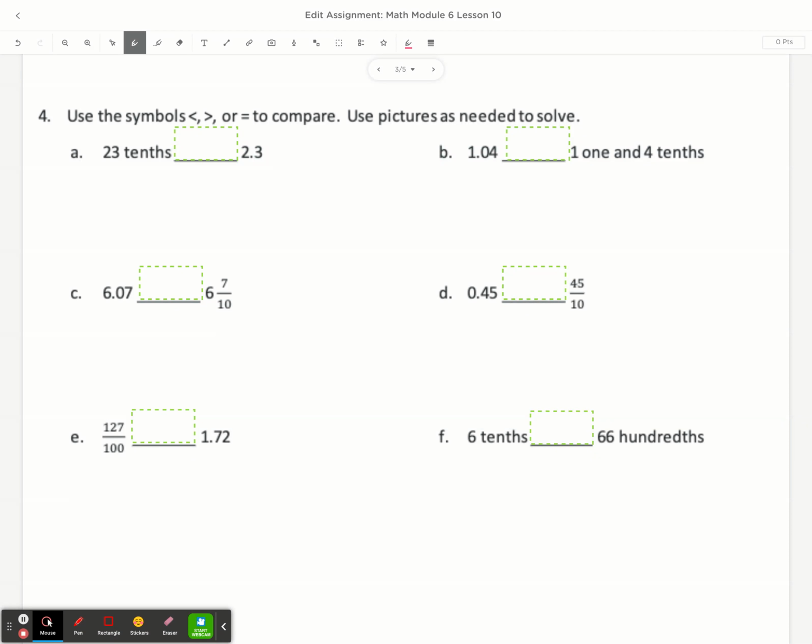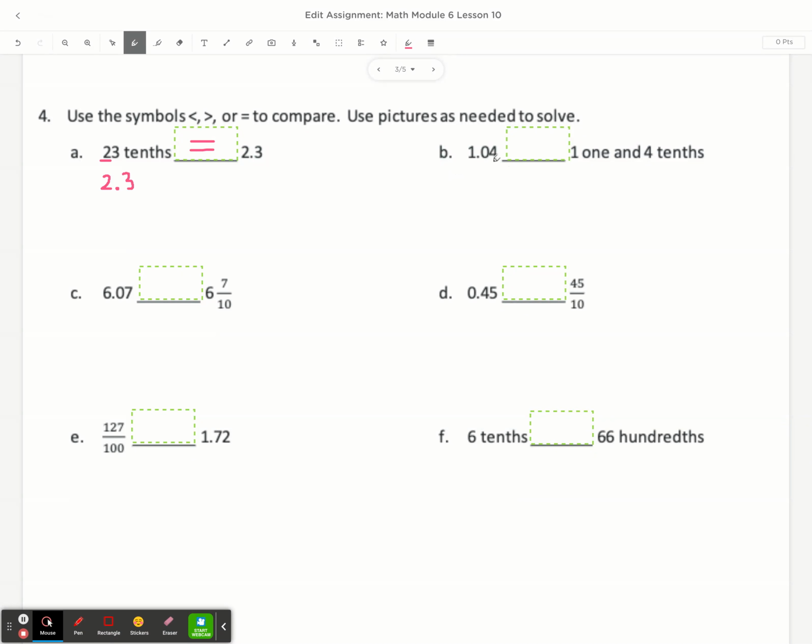in decimals. So here I have 23 tenths versus 2 and 3 tenths. Well, I know that 10 tenths is equal to 1, and I have 20 tenths, or 2 in the ones place. So that means that it's 2 ones and 3 in the tenths place still. So I have 2.3 versus 2.3. Well, those are exactly the same number.